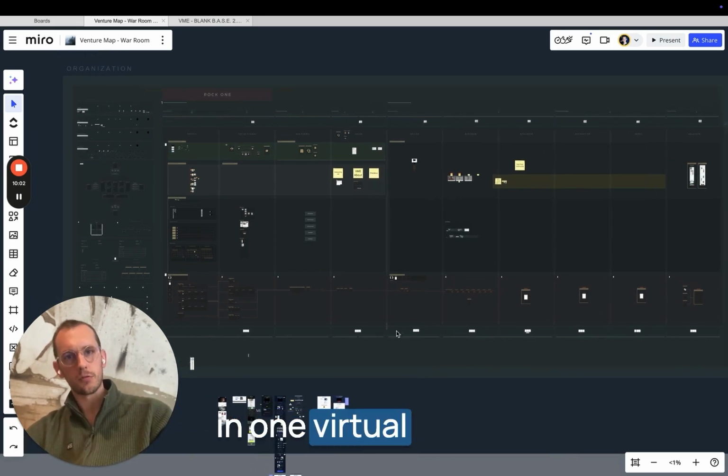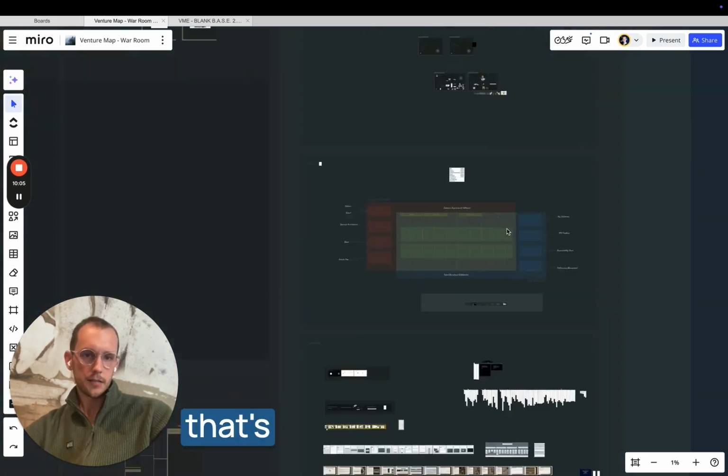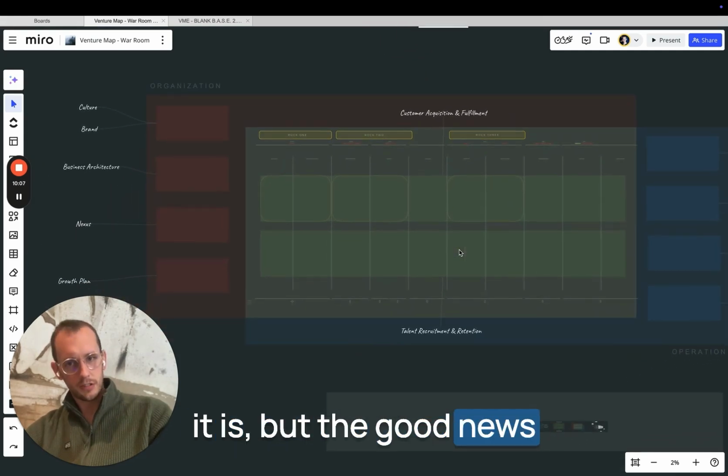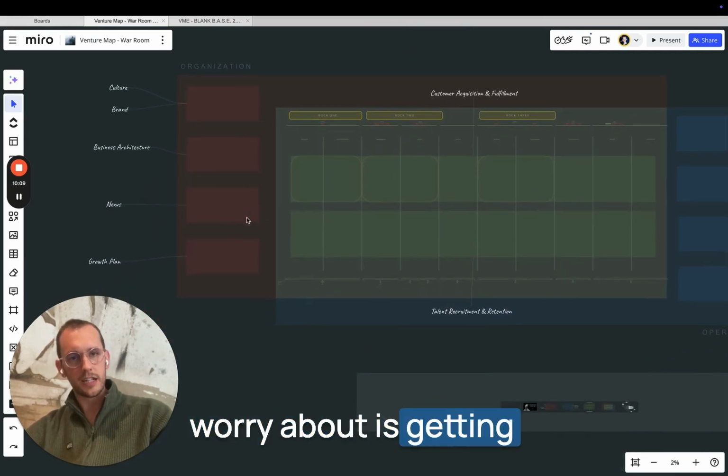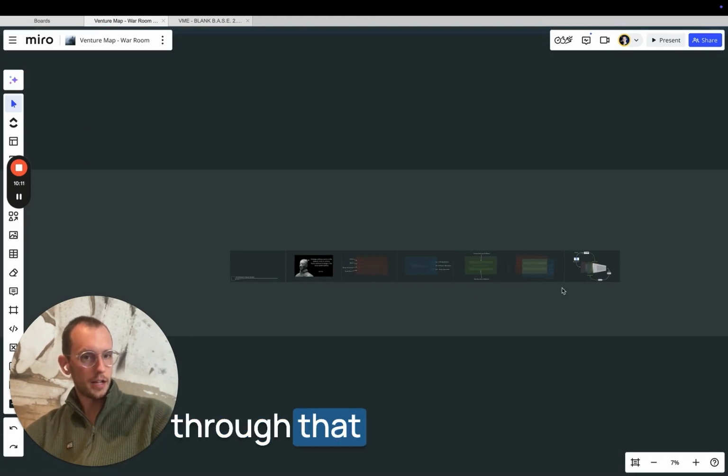So that is the 2D representation of how we visually depict the entirety of a small business in one virtual space. If it sounds like a lot, that's probably because it is. But the good news for you is all you have to worry about is getting a beachhead. And I'll walk you through that step by step.